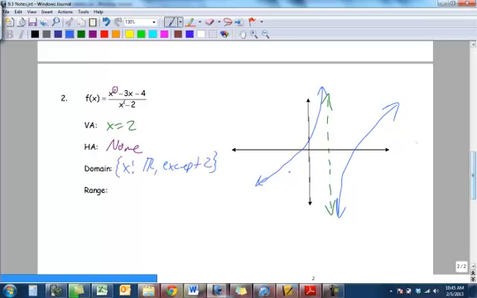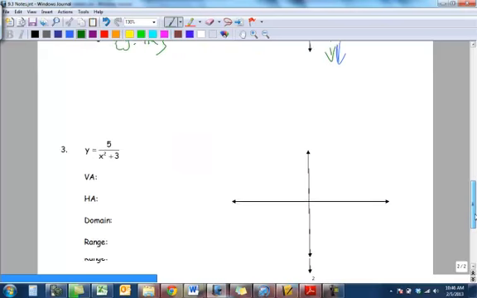All right, what about the range? Is there any y value that's not getting used by this graph someplace? This goes up forever, this one goes down forever, there's no weird place. So the range is flat out all real numbers. That's it. Everything for y gets used. All right, that brings us to the last example.